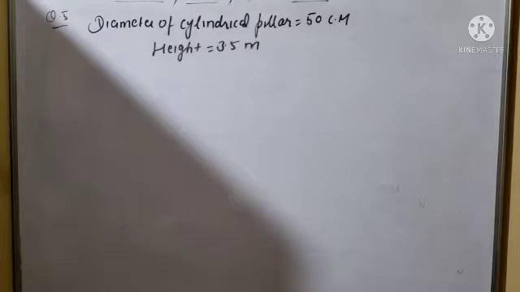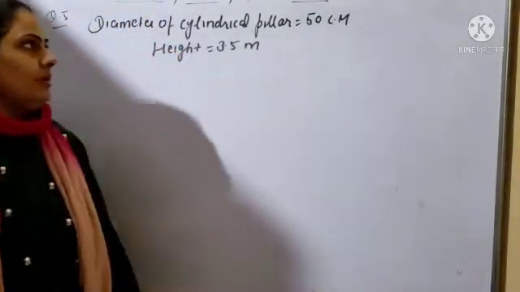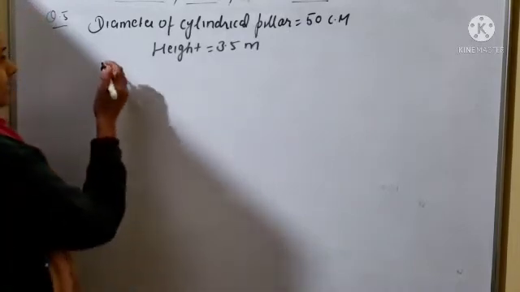Find the cost of painting the curved surface area of the pillar at the rate of 12.50 per meter square. Okay, so what is given? A cylindrical pillar is given, whose diameter is given, whose height is given. First of all, you have to find the cost of painting of the curved surface area. So you will find out the curved surface area of the cylinder.